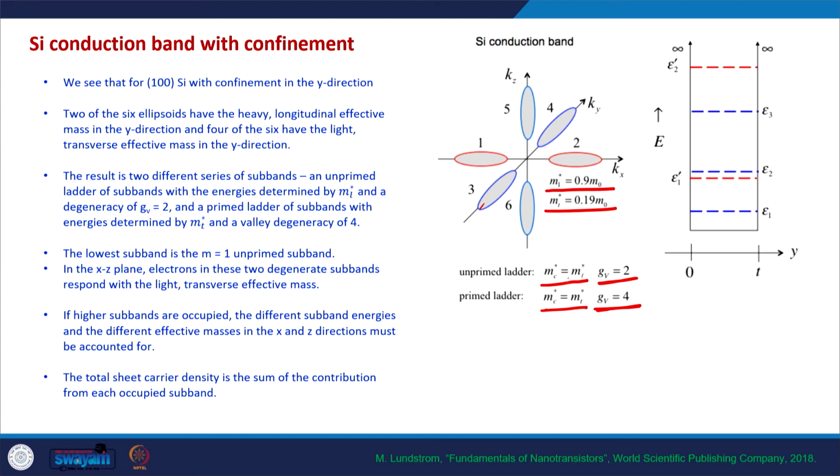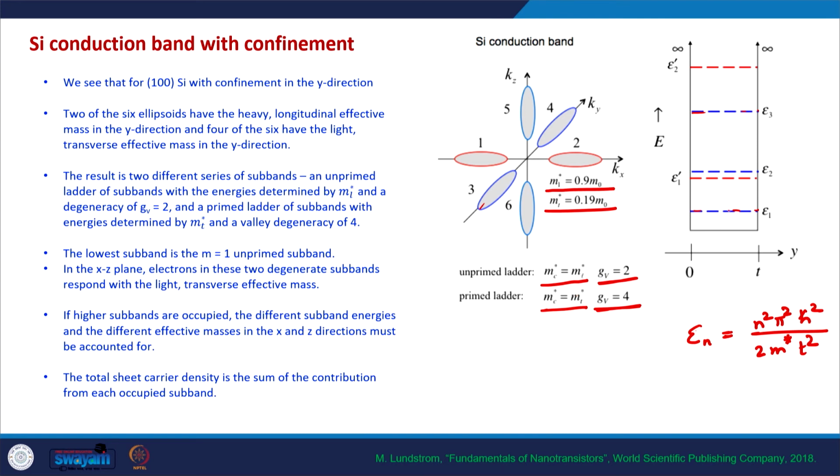So, because of these two kinds of electrons in the system, we now have two sets of discrete energy levels, and for heavy mass the energies will be less, because if you remember, the energy due to confinement is n square pi square h bar square divided by 2 m star t square. So, energy is inversely proportional to the effective mass. So, for the heavy electrons, the energy levels will be low, and for light electrons, the transverse direction electrons, the energy values will be high.